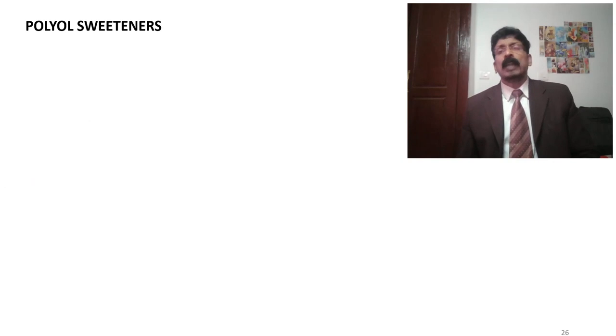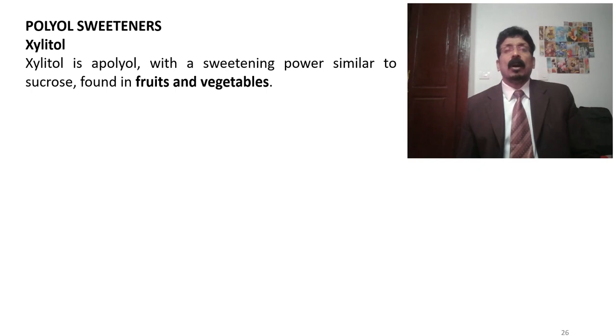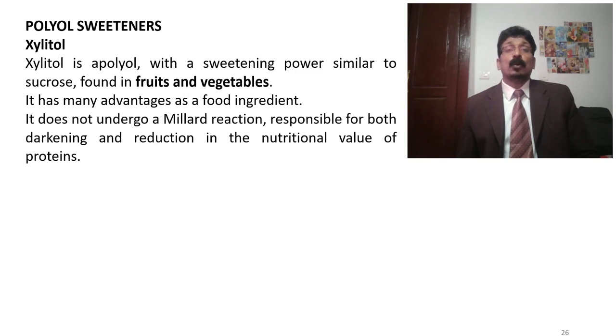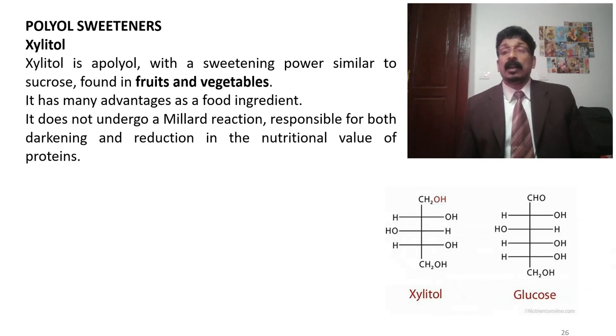Now we are coming to the last class, the polyol sweeteners. As I told, polyol sweeteners are like a glucose molecule, such as xylitol, polyols with many OH groups. Xylitol is a polyol with a sweetening power similar to sucrose, found in fruits and vegetables. It has many advantages as a food ingredient. It does not undergo the Maillard reaction, which is responsible for both darkening and reduction in the nutritional value of proteins. In the structure you can see xylitol and glucose. Glucose has 6 carbon atoms; xylitol has 5 carbon atoms.